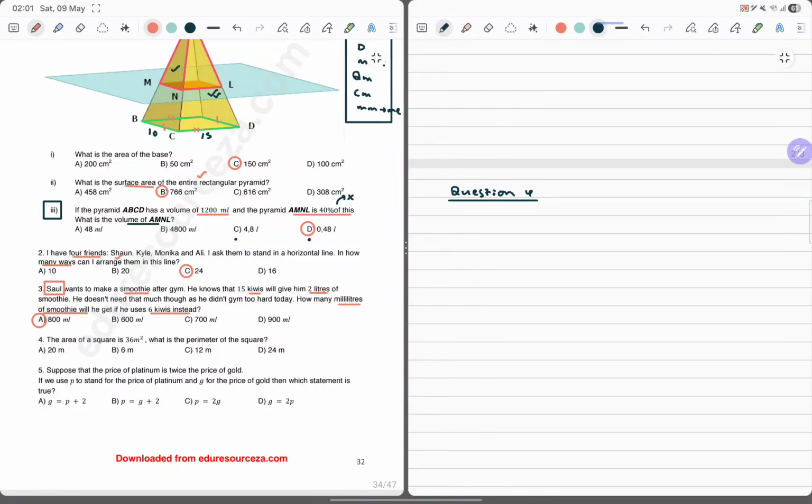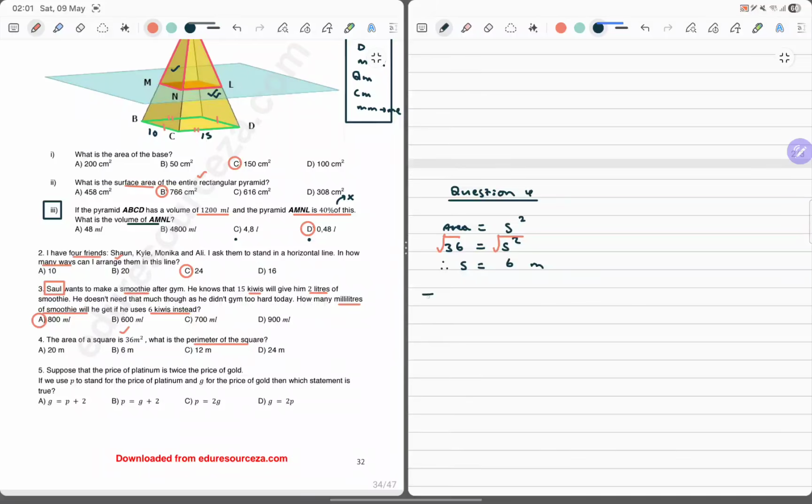So question 4 says, the area of a square is 36 meters squared. What is the perimeter of the square? Easy. We know that the area of a square is equal to s squared, or its side squared. Now this is 36 equals s squared. So we just take the square root, as we know how. We know that the side is basically 6 meters.